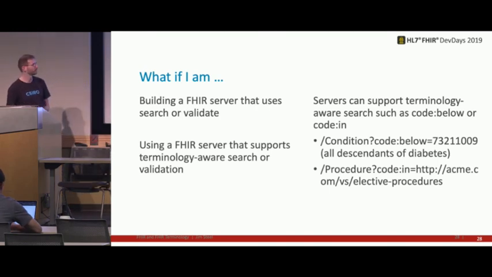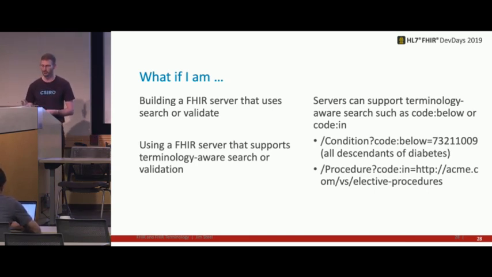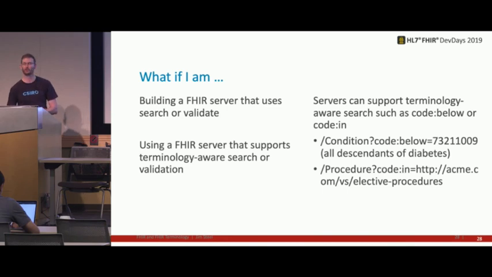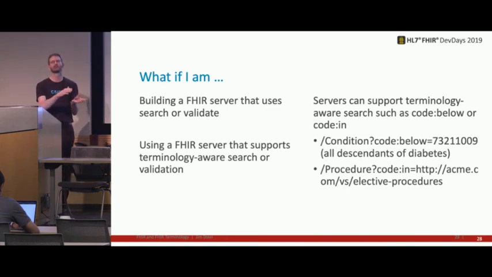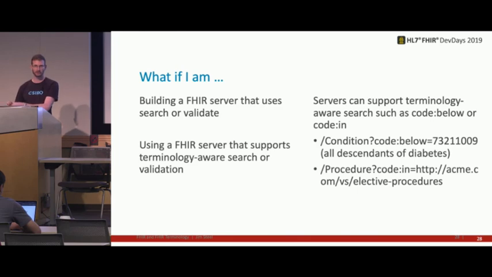So those are examples of terminology-aware search, where if you're using complex value set definitions, you can implement those things on your own server, just using your own terminology support. Another option is to call out to an externalized terminology server to help you support those kinds of searches. And likewise for validation. So if you're validating a resource against a profile, and that profile binds to value sets that have complex value set definitions, then it can be useful to be able to use an externalized terminology server to handle the expansion or validation of those value sets for you.